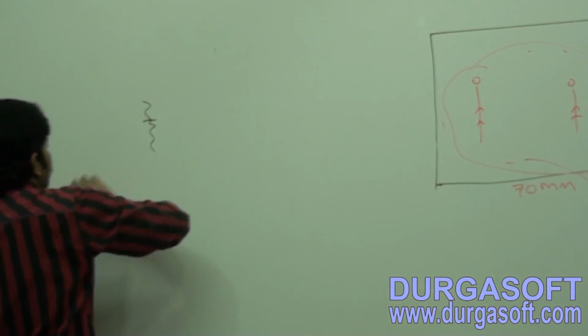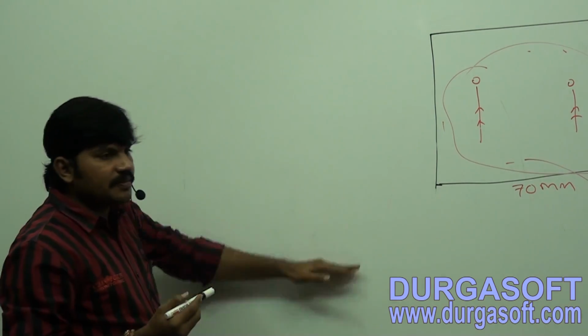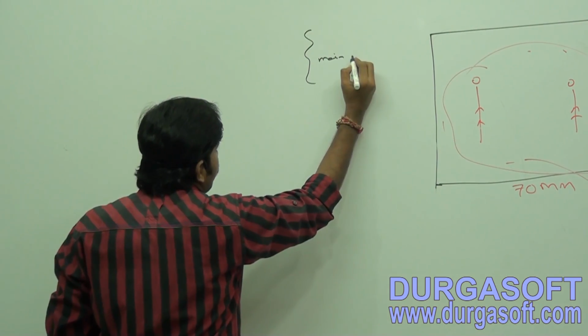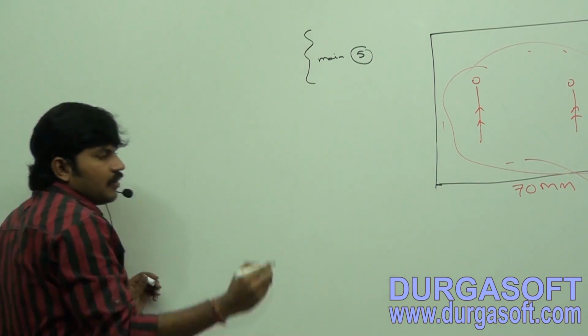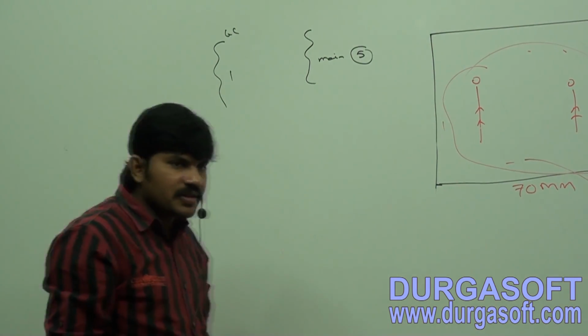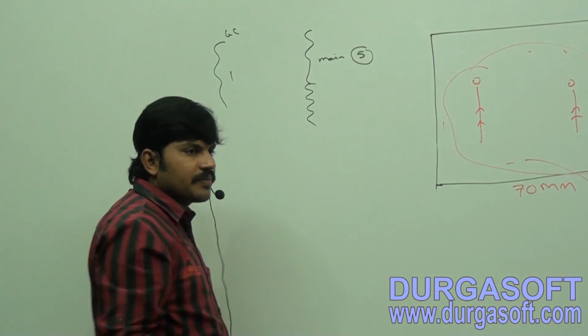At the beginning, the main thread and garbage collector are there. Assume the main thread priority is 5, and the garbage collector priority is 1. Then which thread will get the chance? The main thread. That's why main keeps on executing.